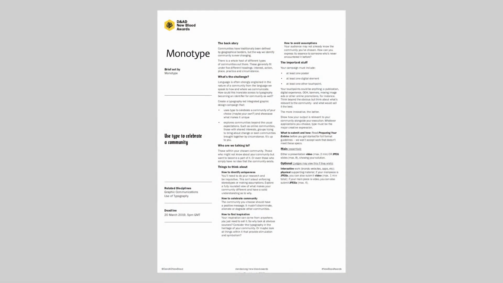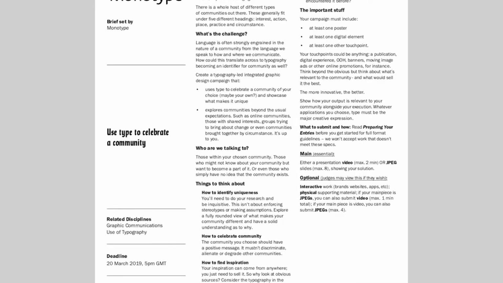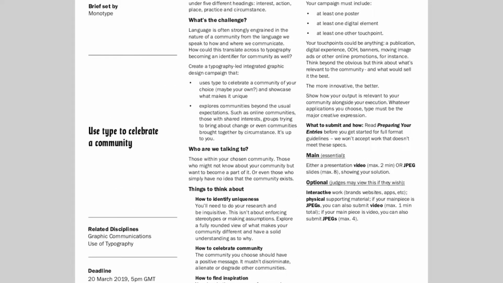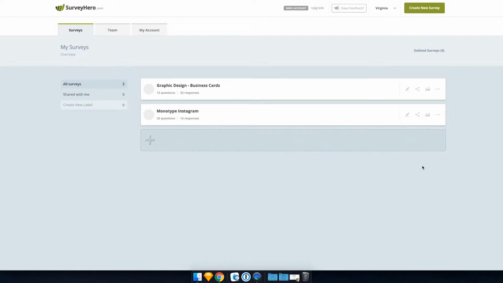The project I'm working on is for Monotype, so it's a brief by D&AD. The project asks to celebrate a community through type. I just want to see how people from different backgrounds have reacted to the same set of Instagram feeds. So as of today, I have 14 responses to the survey.